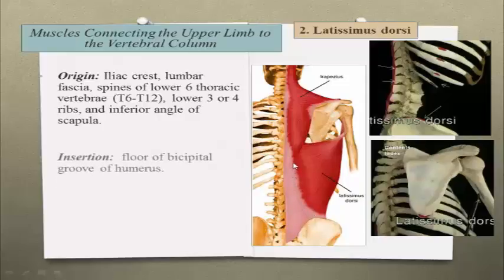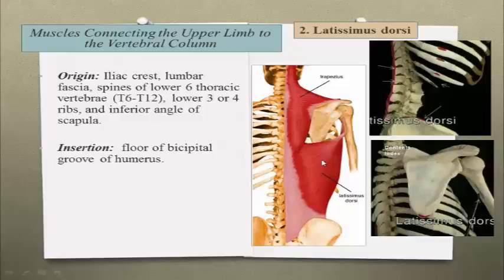Also, it arises from the lower 3 or 4 ribs and even the inferior angle of the scapula. So all these red lines you see here are the origins of this muscle. The fibers converge together and insert into the floor of the bicipital groove of the humerus here.